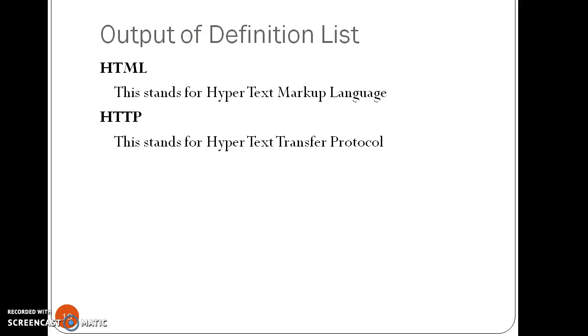Now we learned about these different types of list in HTML: ordered list, unordered list, and definition list.